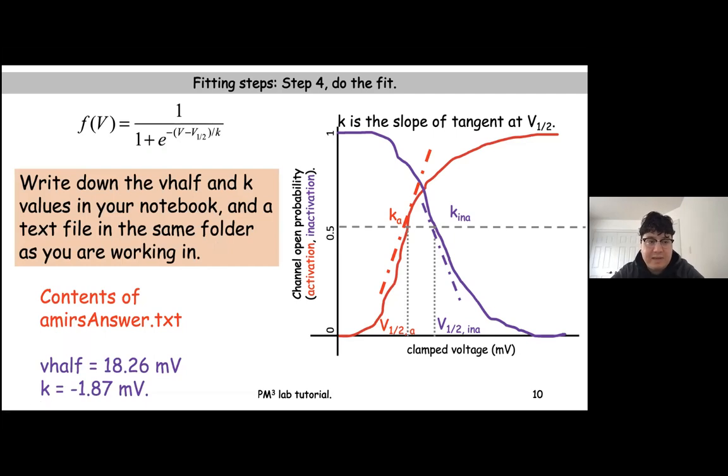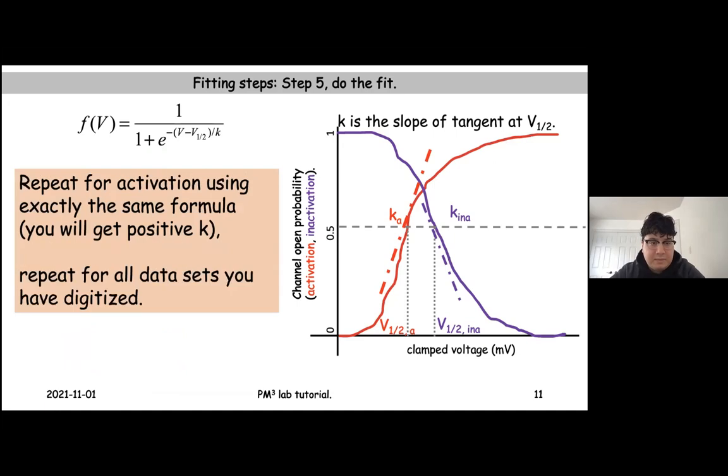The V half value and the K values will be written down in a notebook or an electronic format. The data will be saved in the same folder that the articles and the digitized images will be placed into. This process will be repeated for activation using the exact same formula, just that instead of using the inactivation, the third column will be utilized, which is the activation data.